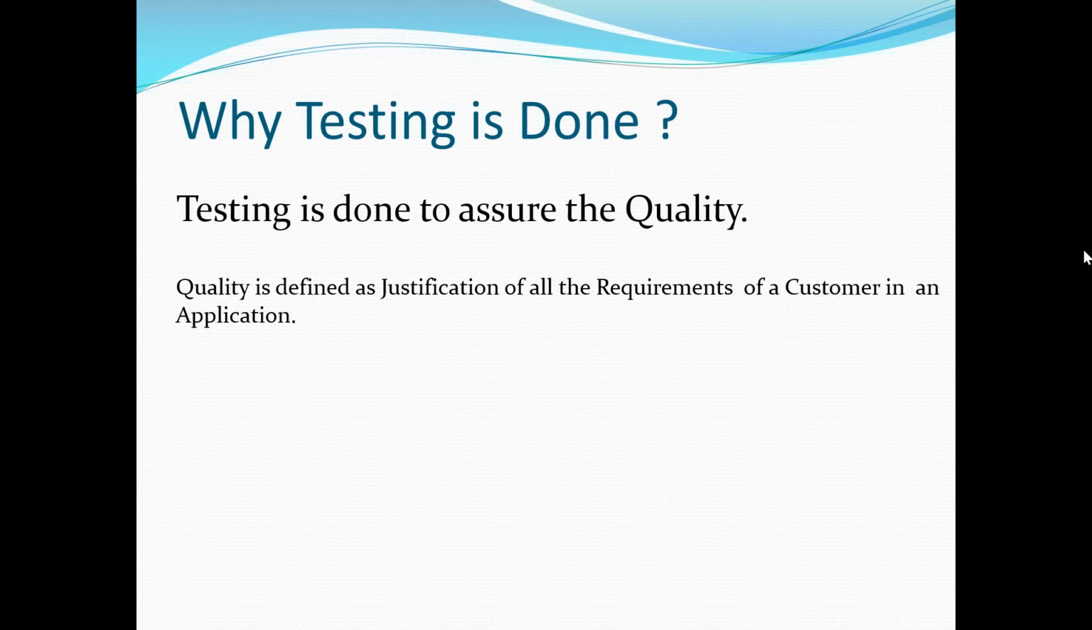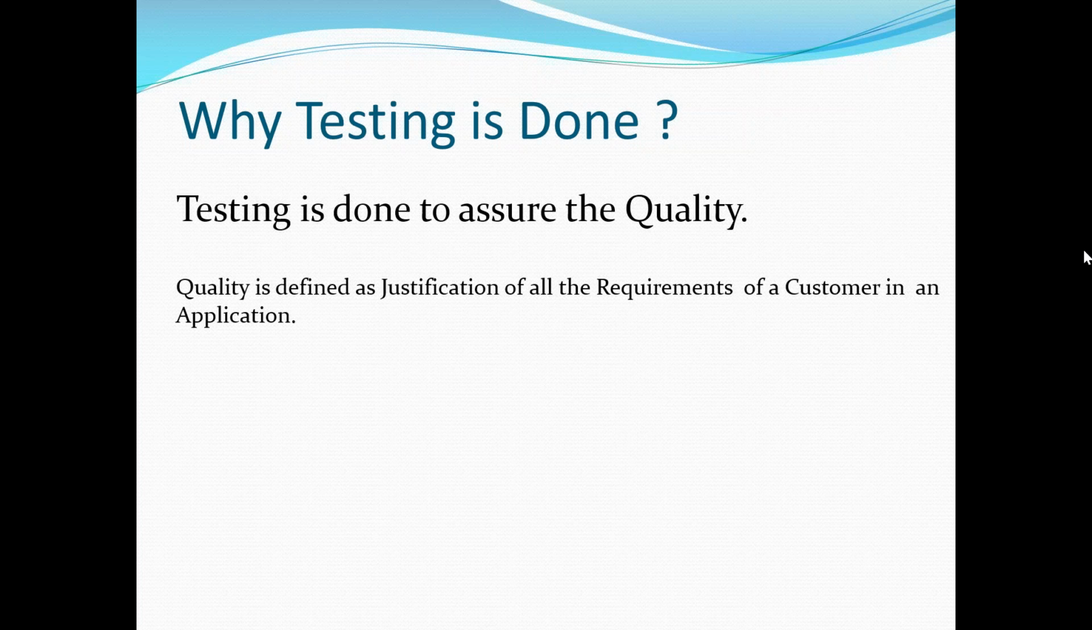quality. Yes. Checking the quality means what? Justification of all the requirements. See, I have a good camera in the phone. I have a good volume in the phone. I have good memory in the phone. I have a good backup with the phone. That is the justification of all the requirements. I'm fulfilling all my requirements. Then definitely you will get a quality product. Within the budget, I'm getting a good mobile.